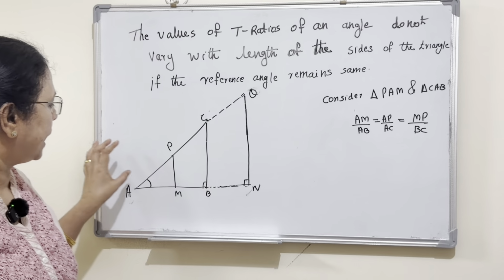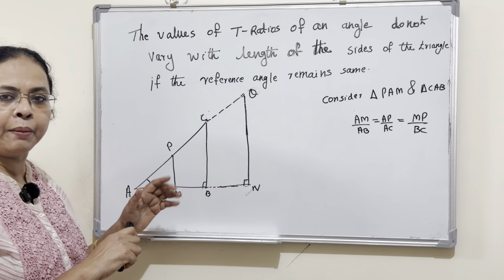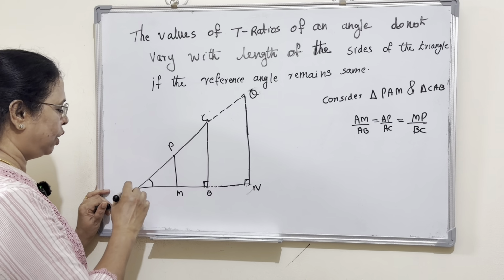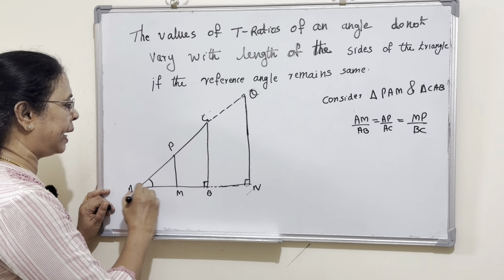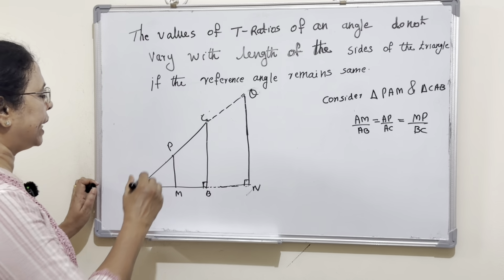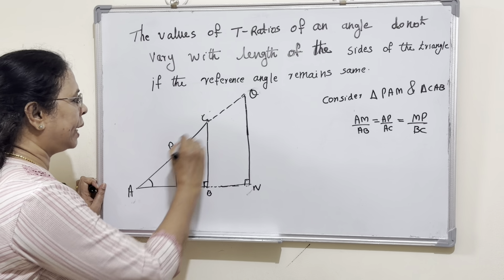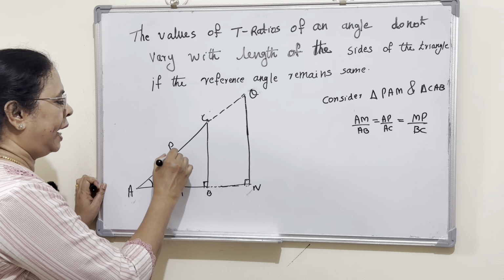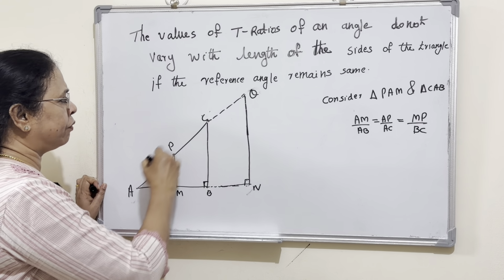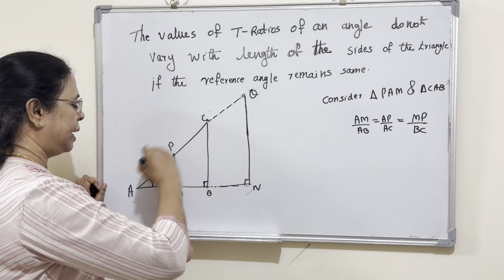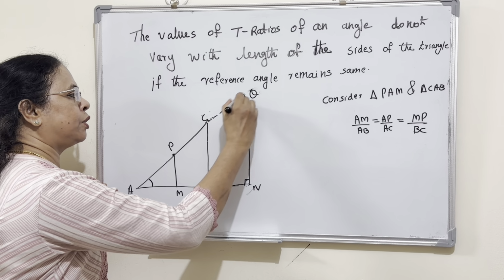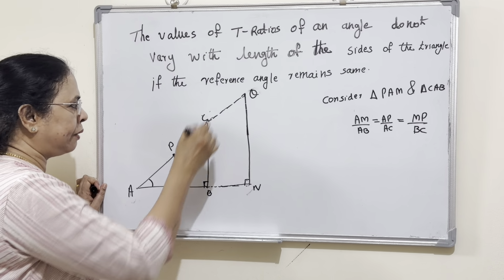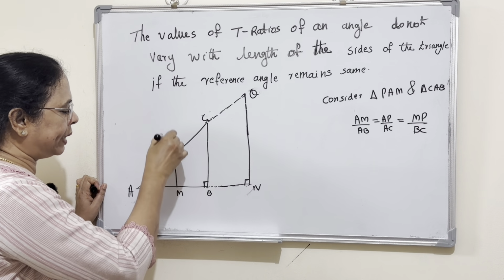We can do it. Suppose we have a triangle ABC, right angled at B. So this is my right angle triangle ABC, and I am taking a point P on the hypotenuse of this right angle triangle ABC, and again I am taking one more point on this hypotenuse by extending AC till Q, and from P and Q I am dropping a perpendicular.